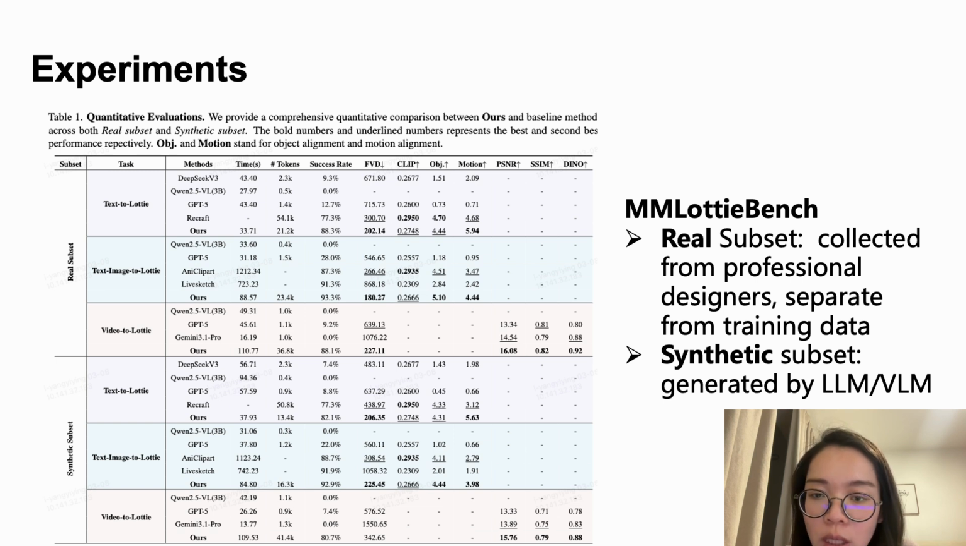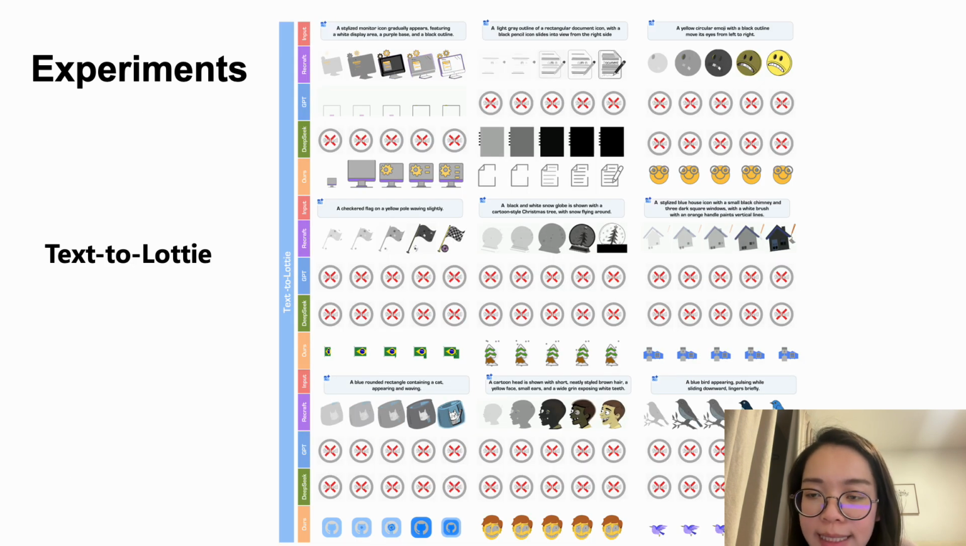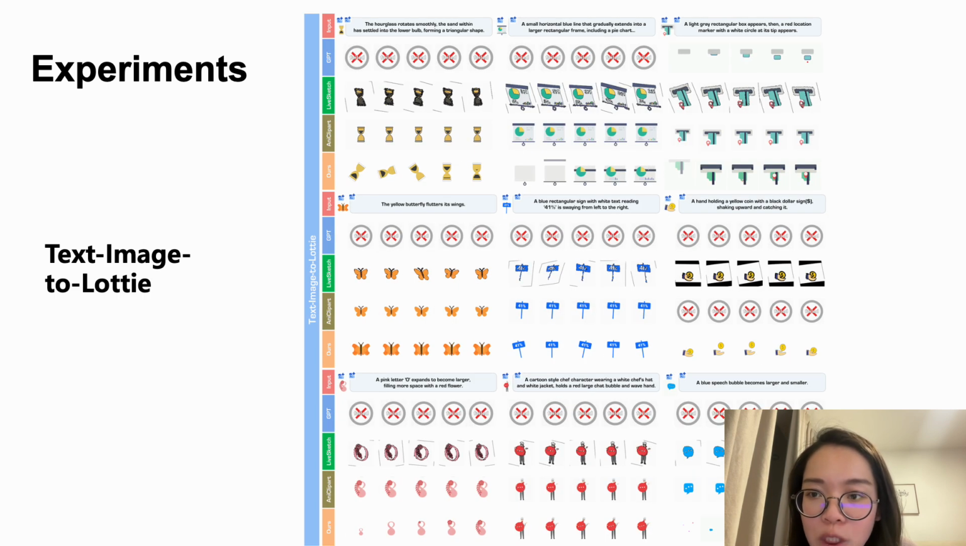As the table shows, OmniLottie hits an over 90% success rate, crushing previous methods in visual quality, multimodal alignment, and motion accuracy. Looking at our qualitative results, you will see a lot of red crosses. General models like DeepSeek and Claude break frequently when asked to generate Lottie because they output invalid JSON structures. For text image to Lottie, general models fail at a high rate.